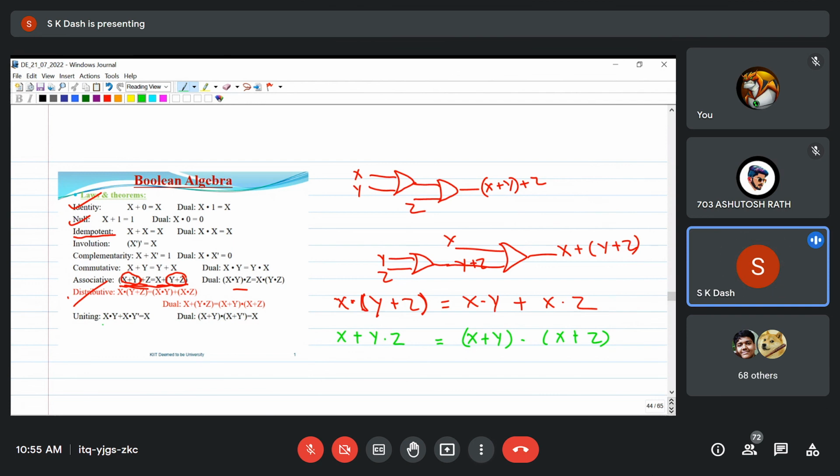Next one is uniting. In uniting, what happens? X dot y plus x dot y bar is equal to x. I can take x common here. If I take x common, it will be y plus y bar. What will be y plus y bar? Y plus y bar is 1. So x dot 1. X dot 1 is x. So it is called as uniting. The dual is this, which is also equal to x. Okay, let us stop here.